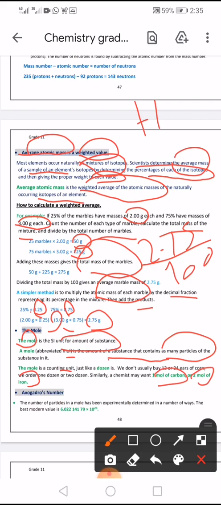Avogadro's number. The number of particles in a mole has been experimentally determined in a number of ways. The best modern value is 6.022 times 10 to the power 23. This is called Avogadro's number. Each mole contains this many particles, 6.02 times 10 to the power 23, which is called Avogadro's number.